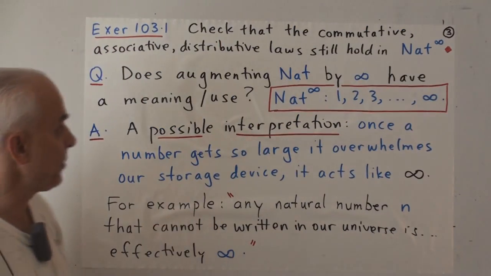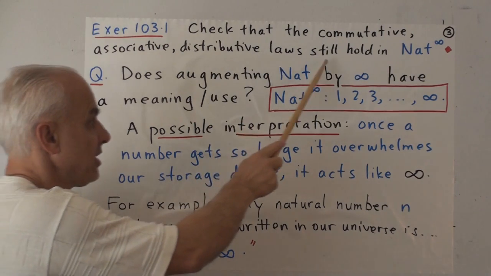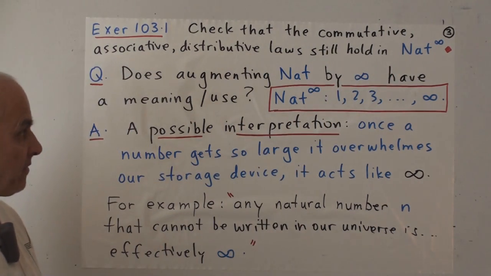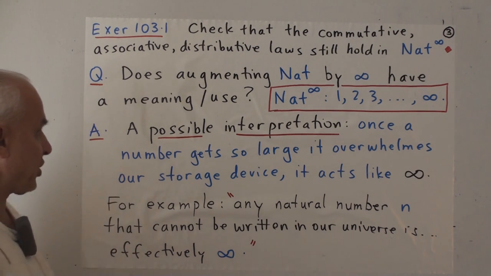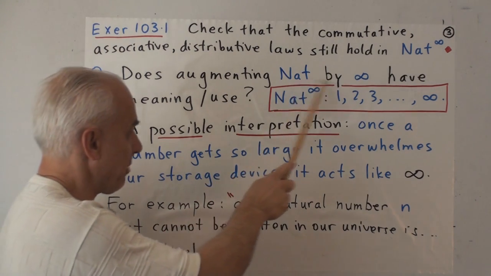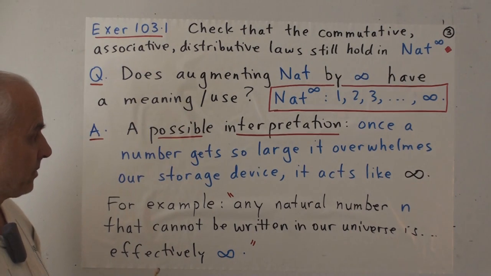So a good exercise for you is to check that the commutative, associative, and distributive laws still hold in this extended number system, nat infinity. Well, a natural question is, why might we do this? Does augmenting the natural numbers by adding infinity actually have a meaning or use?